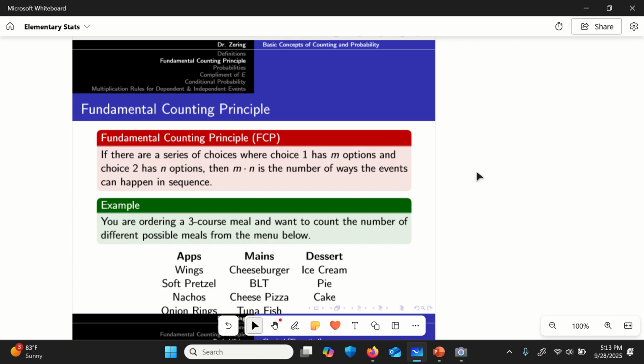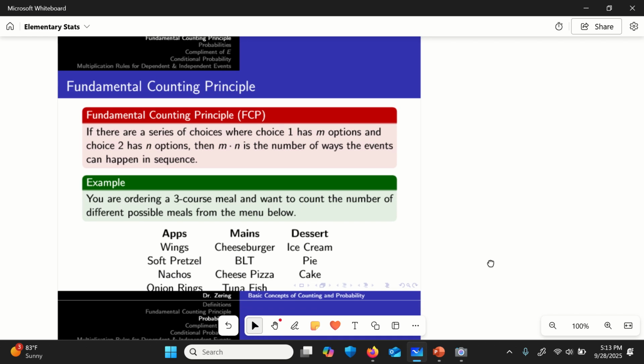And it states that if we have a series of choices to make, in the definition in the red box, we're talking about just having 2 choices to make, but you can extend this idea to having 3, 4, 5, however many choices. But if we have a series of choices to make, we can choose M options for the first choice, and then there are N different options for the second choice. We can talk about the total number of ways the sequence of events can happen is M times N, where you're just multiplying the number of ways for choice 1 times the number of options for choice 2.